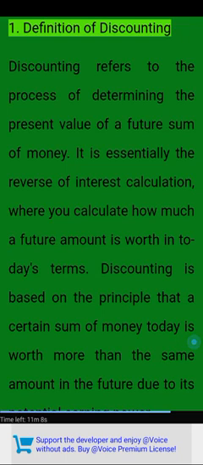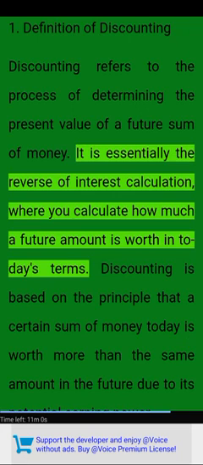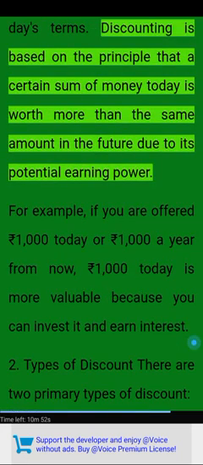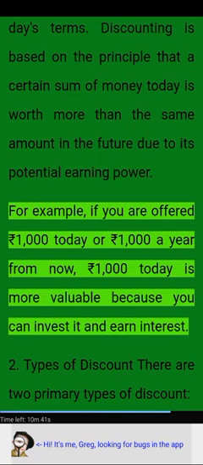1. Definition of discounting. Discounting refers to the process of determining the present value of a future sum of money. It is essentially the reverse of interest calculation, where you calculate how much a future amount is worth in today's terms. Discounting is based on the principle that a certain sum of money today is worth more than the same amount in the future due to its potential earning power. For example, if you are offered 1,000 rupees today or 1,000 rupees a year from now, 1,000 rupees today is more valuable because you can invest it and earn interest.